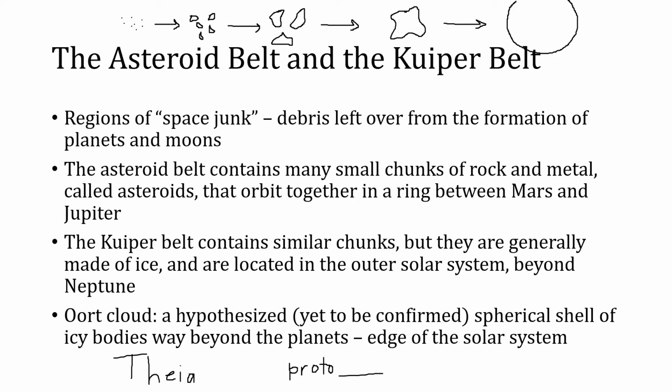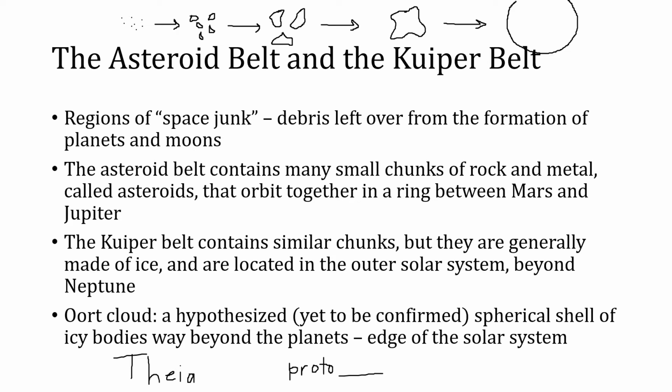But anyway, all the stuff that was left over after the formation of the planets is this space junk, which in the case of the ones that are made out of rock and metal, like the inner planets, these are called asteroids. And so they orbit together in a ring between the orbits of Mars and Jupiter.